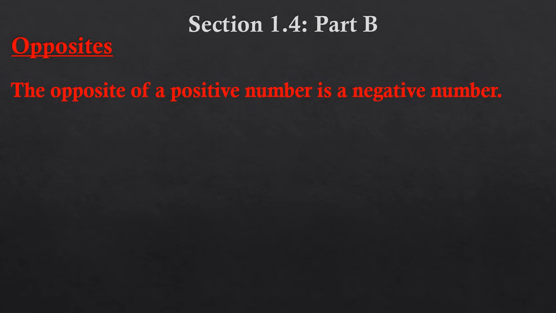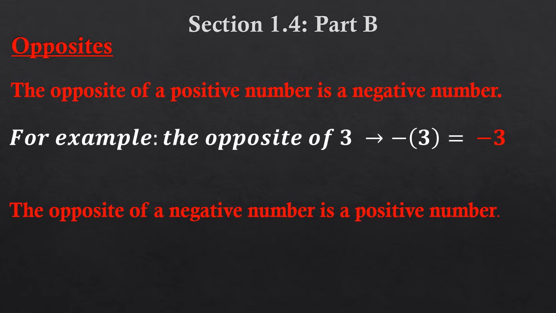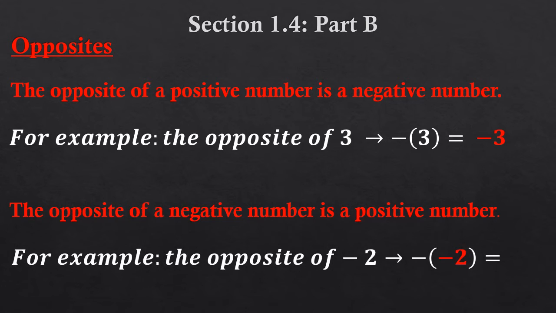Opposites. The opposite of a positive number is a negative number. So a positive 3 becomes a negative 3. The opposite of a negative number is a positive number. Therefore, the opposite of negative 2 is positive 2.